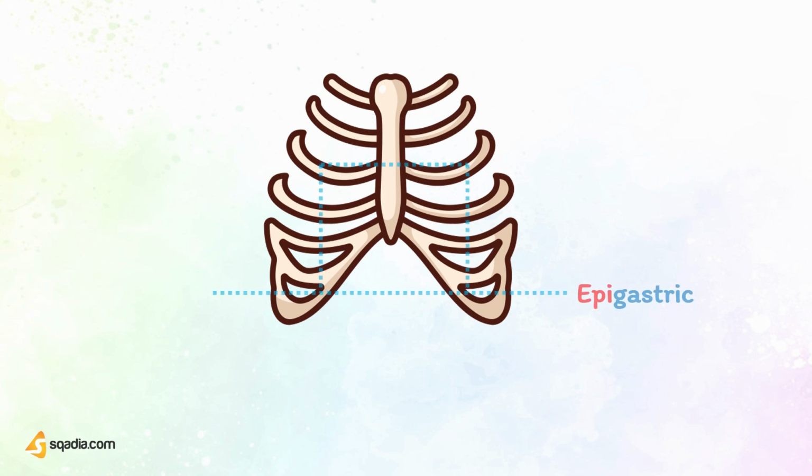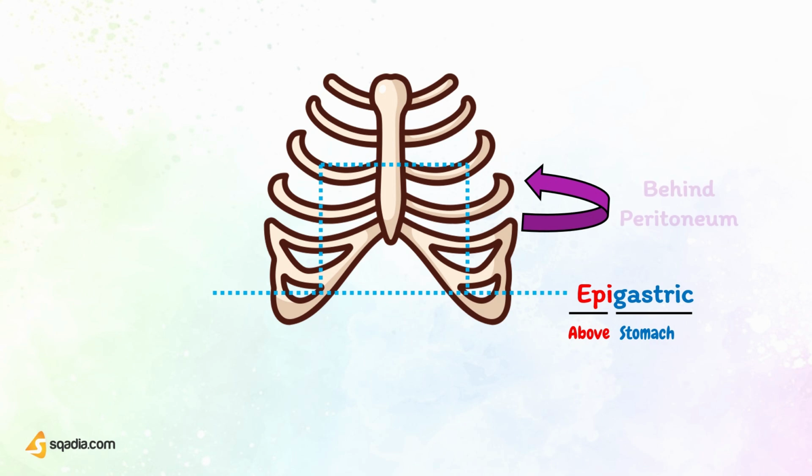Well, each gland lies in the epigastric region. Epi means above, and gastric means stomach. So, epigastric means above stomach. They are present at the upper pole of the kidney. Glands situated on the posterior abdominal wall over the upper pole of the kidneys. Behind the peritoneum, opposite the 12th rib.